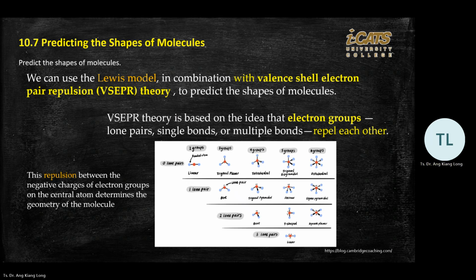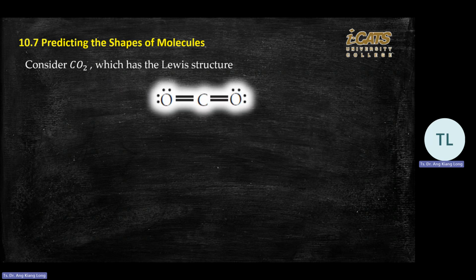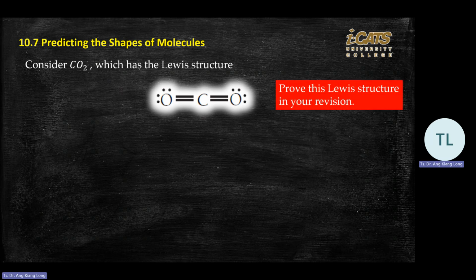All right. So consider CO2 again. Of course, in the question for test 1 and the exam, you won't see CO2 because you already discussed it in class. But if I give you this Lewis structure, you should be able to write it already right now. You need to prove this, just a homework, that CO2 has this Lewis structure.